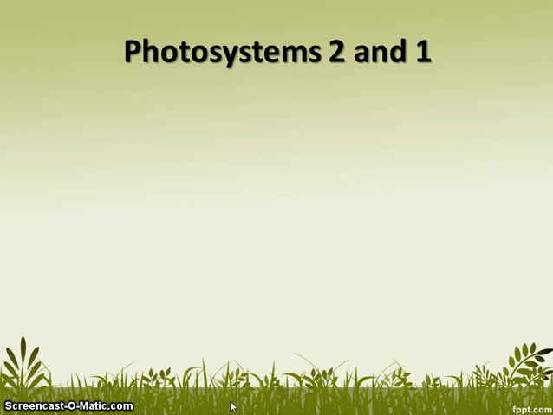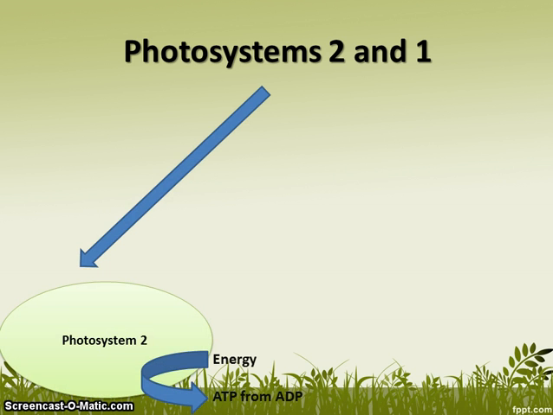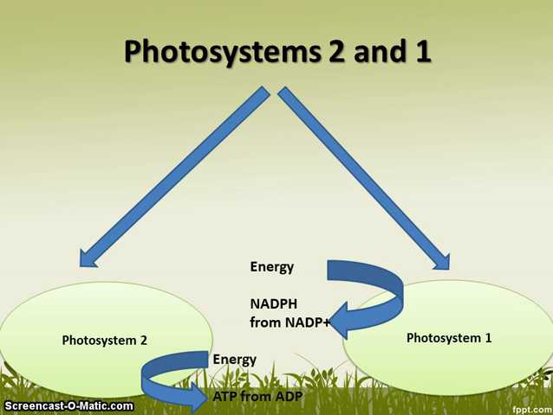The light-dependent stage, or the photosystems stage, consists of two photosystems, photosystem 2 and 1. We call them photosystem 2 and 1 because it starts with photosystem 2. In photosystem 2, energy is made from ADP to ATP. In photosystem 1, energy is made from NADP to NADPH. This energy is then used in the light-independent cycle.